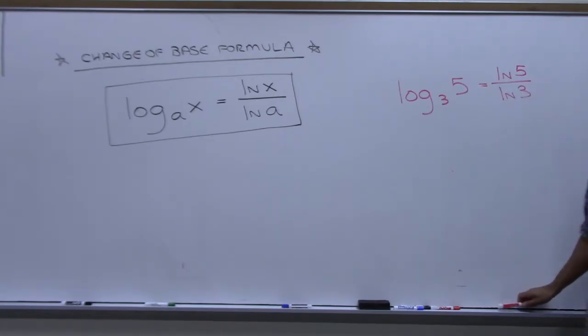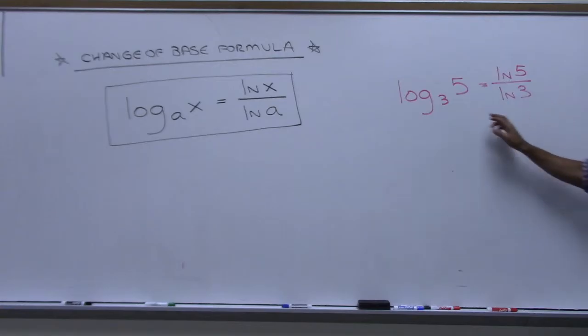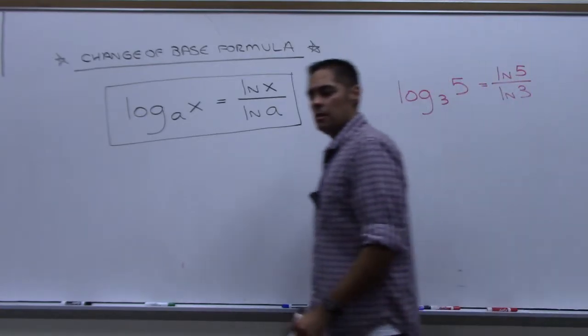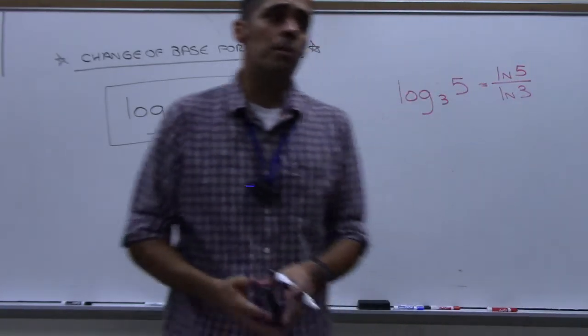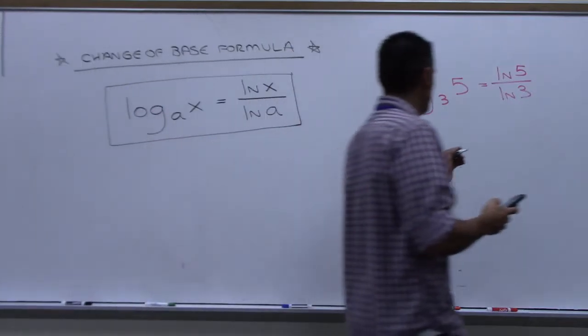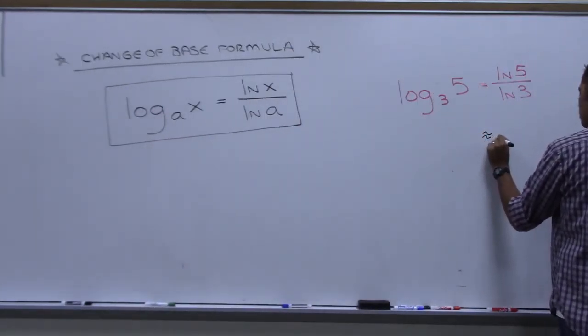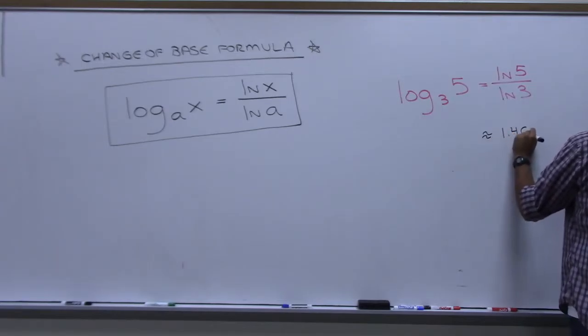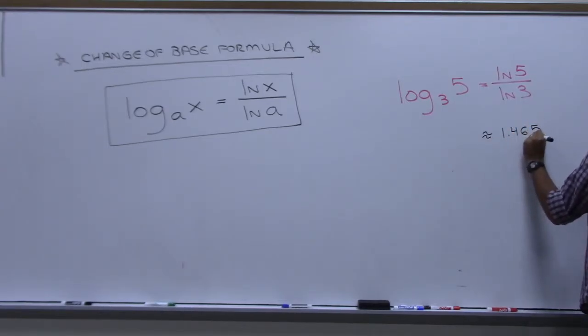So I'd like everyone to get their calculators out and see if you can tell me what log base 3 of 5 is. And this is where your use of parentheses and what type of calculator you have matters, right? See if I can get this one to work out right. Anybody get 1.4649 something? Okay, so this should be approximately equal to 1.465.